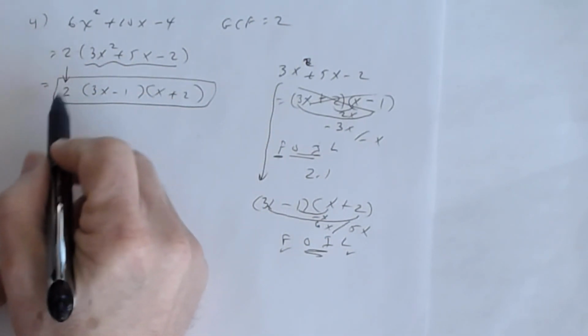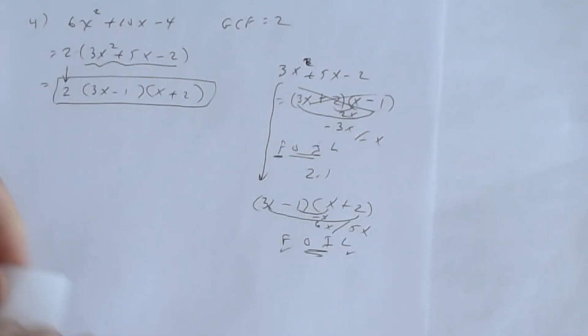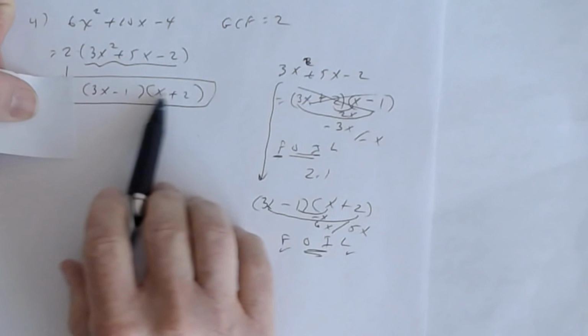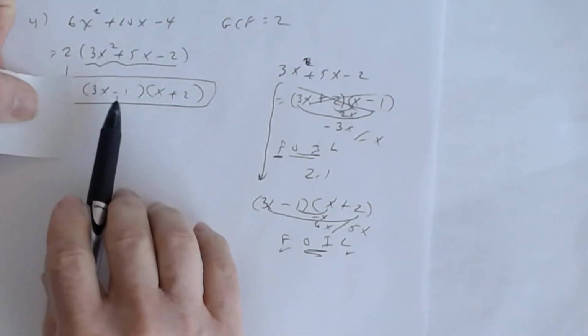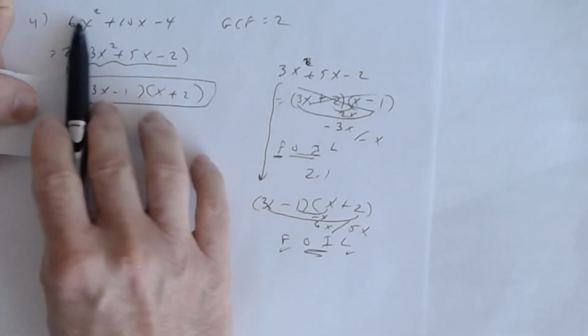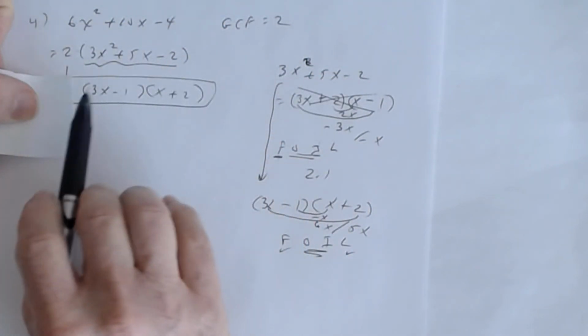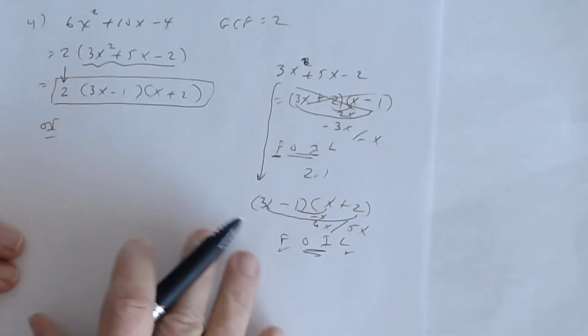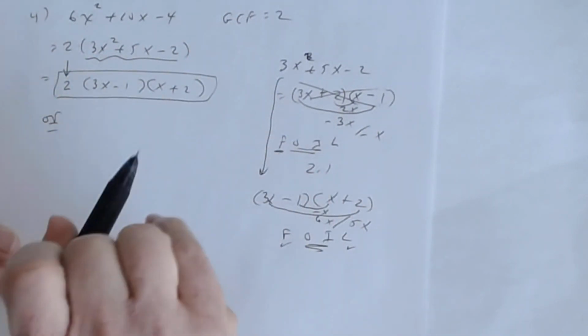Don't forget that GCF is part of the answer. If all you have is this, if all you have is this as the answer, then if you FOIL it out, you don't get this back. When you FOIL this out, you get this. But that's not what you wanted to factor. You wanted to factor this. So don't forget about your GCF. That goes in front. Now I want to say this. Some of you may forget about the GCF.